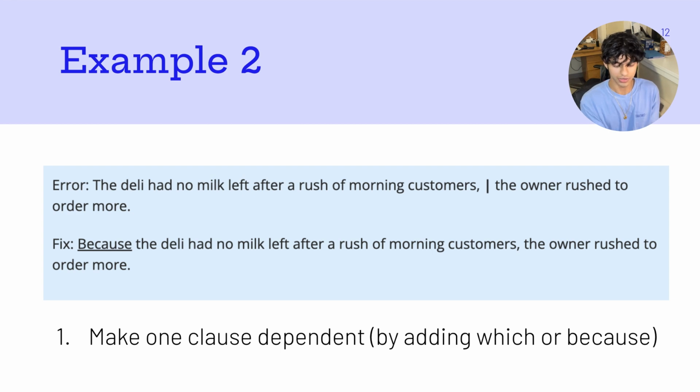Both of these are independent clauses, right? You can't combine independent clauses with a comma. The deli had no milk after a rush of morning customers. That stands on its own. The owner rushed to order more. That also stands on its own. You need the correct punctuation, or you can add because the deli had no milk.